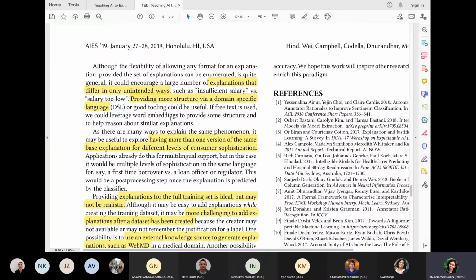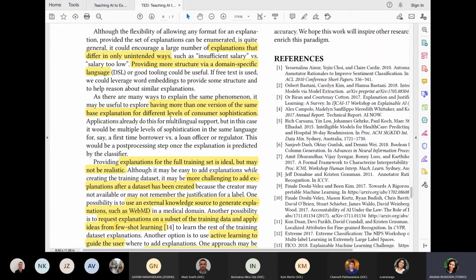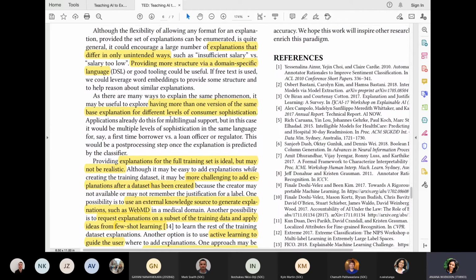So if we got some experts to annotate the explanations, they would annotate something like insufficient salary using different terminology, salary too low, which should point to the same E, but it could not. So this can be a challenge when we actually do the annotating process, which can simply be solved by having a predefined list where they go and select. So I don't think that's a big issue compared to other issues we've already seen.